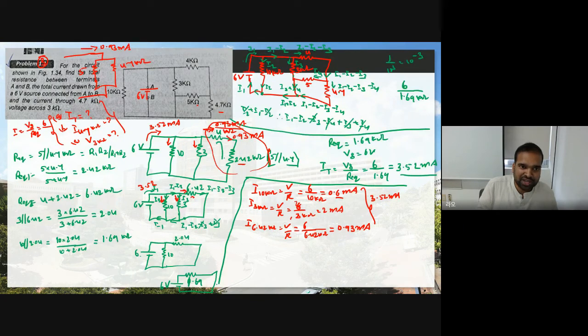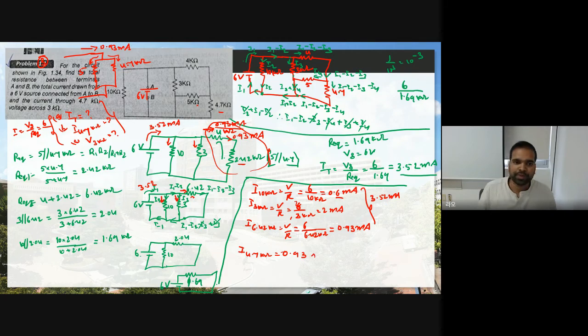Current division. So what is the total current here? 0.93. Now this total current is going to, some of the current is going to the 5 kilo ohm and some of the current is going to the 4.7 kilo ohm resistor. Can I apply the current division concept? Of course I can apply the current division concept. If I apply it, I am finding the current at 4.7 kilo ohm. What is the total current? 0.93.